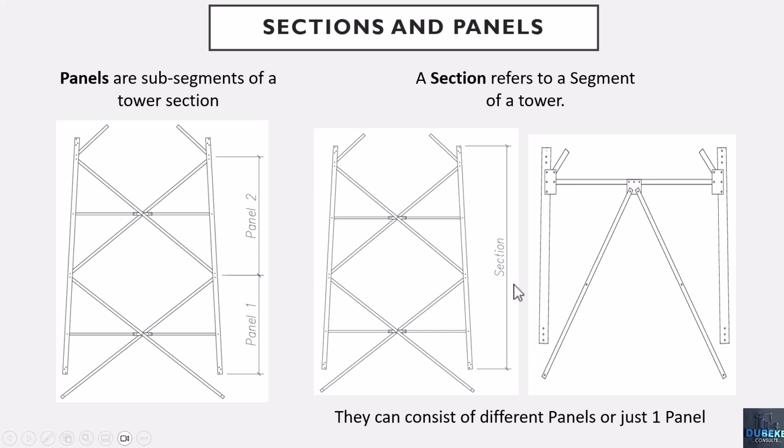And let's not forget that our section can also consist of just one panel. It does not mean that for it to be called a section, it has to consist of more than one panel. It can also consist of up to 3, 4, 5 different panels. It all depends on the general arrangement of that very tower.